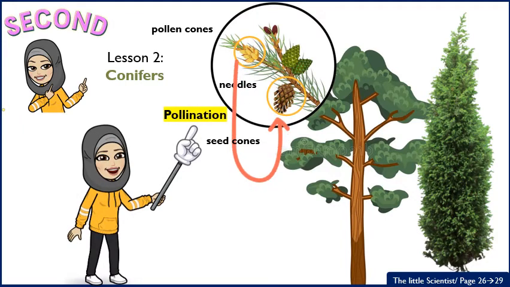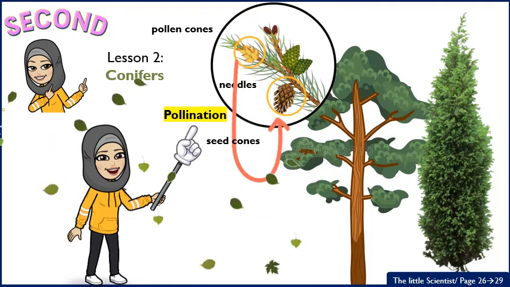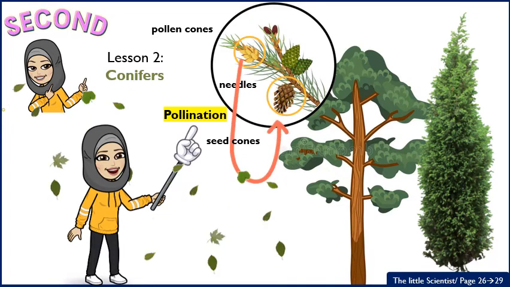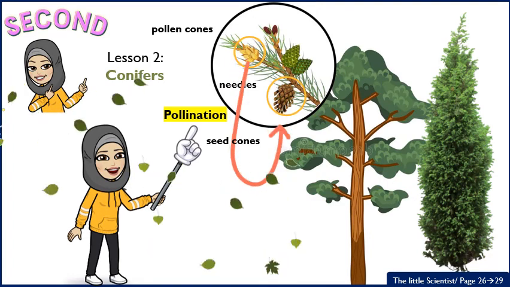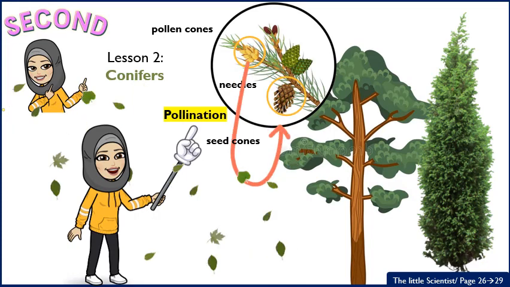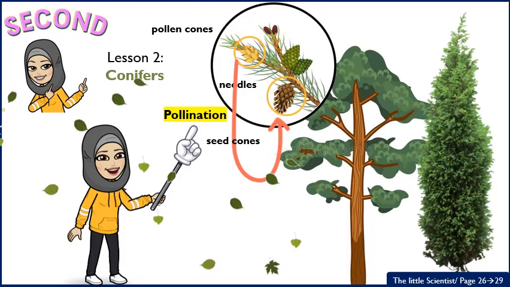Okay, this is pollination. When pollen grains are moved from the pollen cones to the seed cones, we say that pollination is happening. Who is the pollinator? It's the wind. What are different examples of conifers? General Sherman, spruce trees, pine trees, cedar trees, giant sequoias, and others.